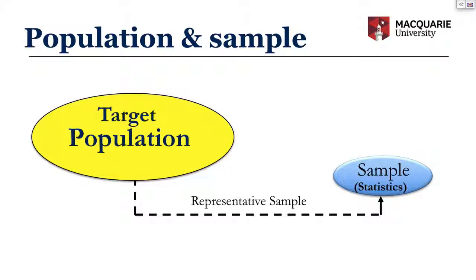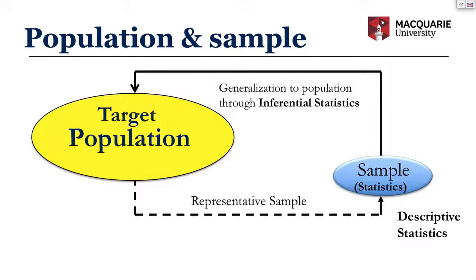And then you collect data from this small sample, and when you analyze the data from the sample, usually this type of analysis, statistical analysis, is referred to as descriptive statistics because it describes the characteristics of the sample. But then based on the results gained through descriptive statistics, it's possible to perform inferential statistical analysis and make generalizations about the target population using the sample characteristics.